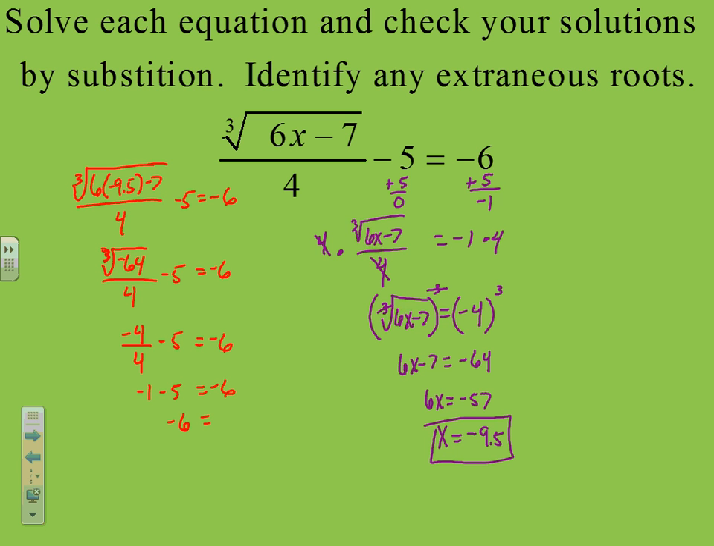And so negative 6 equals negative 6. So we know that negative 9.5 is a good solution and it's not an extraneous one.